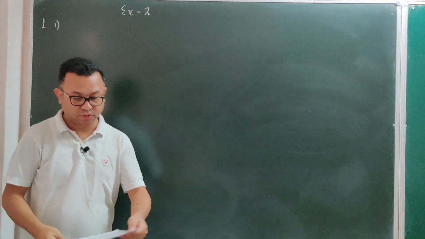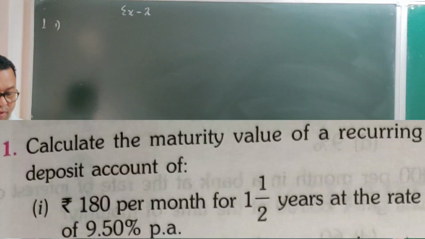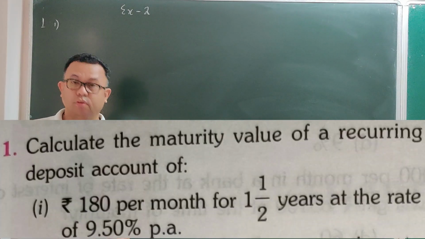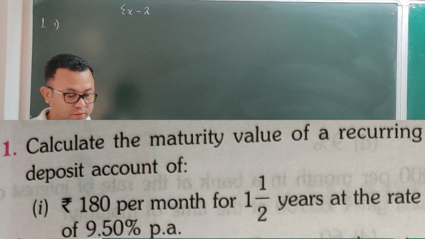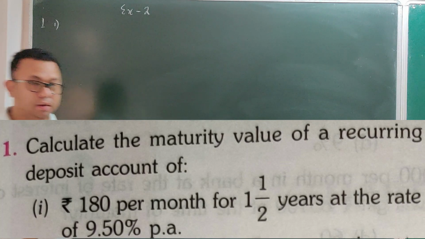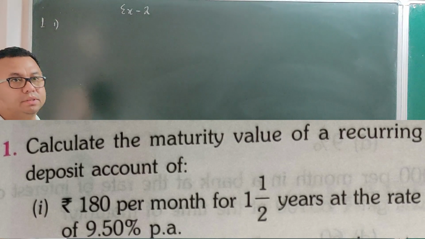Now let me read what the question says. Calculate the maturity value of a recurring deposit account of rupees 180 per month for 1.5 years at the rate of 9.5% per annum.